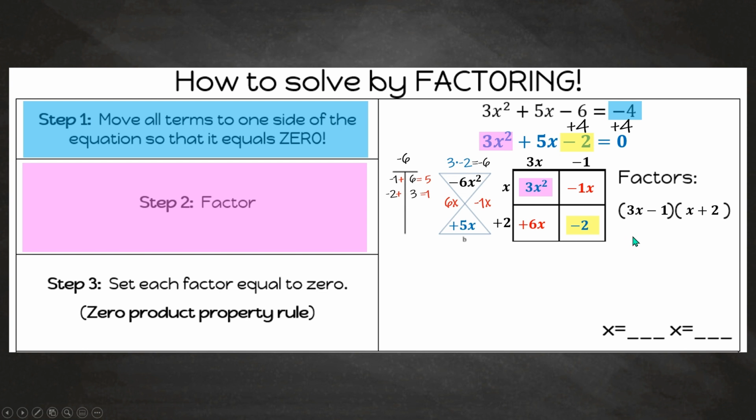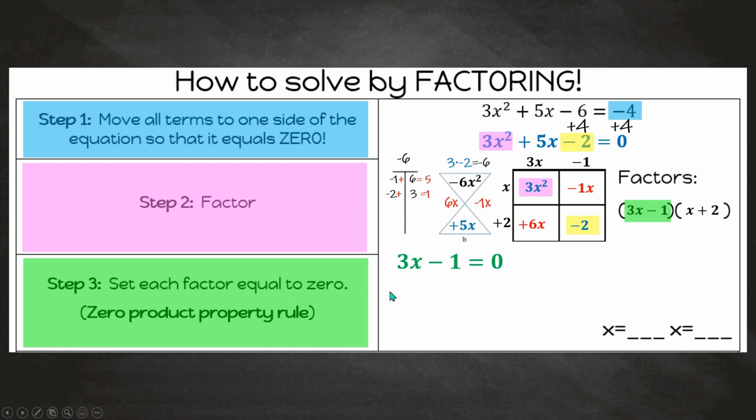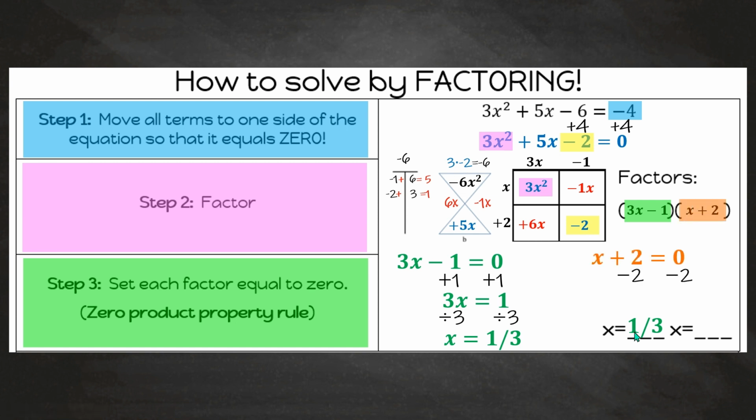Now I am going to use my zero product property and set both factors equal to 0 to solve. So 3x minus 1 is equal to 0. I add 1 to both sides, so 3x is equal to 1. Divide both sides by 3, and x is equal to 1/3. That is one possible solution for x. Now I take x plus 2 and set it equal to 0. Subtract 2 from both sides, and x could also equal negative 2. So those are the two possible solutions for this quadratic equation.